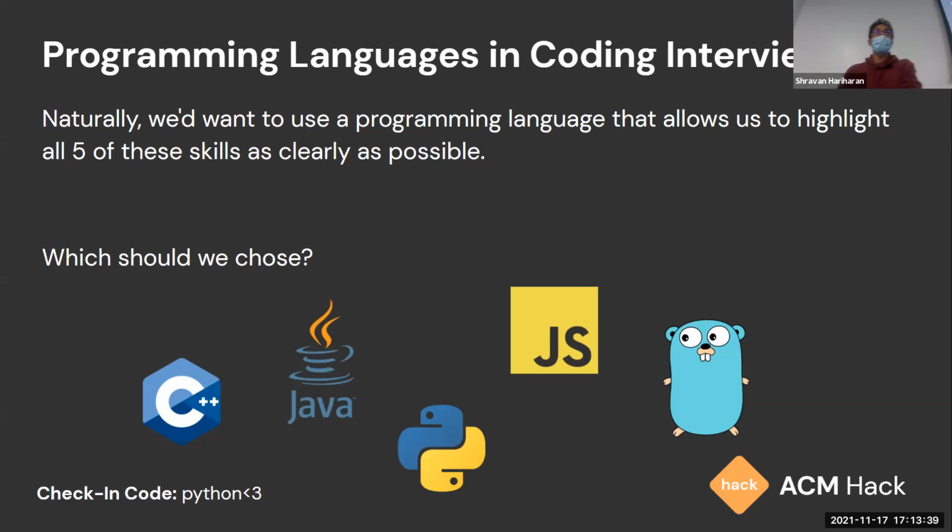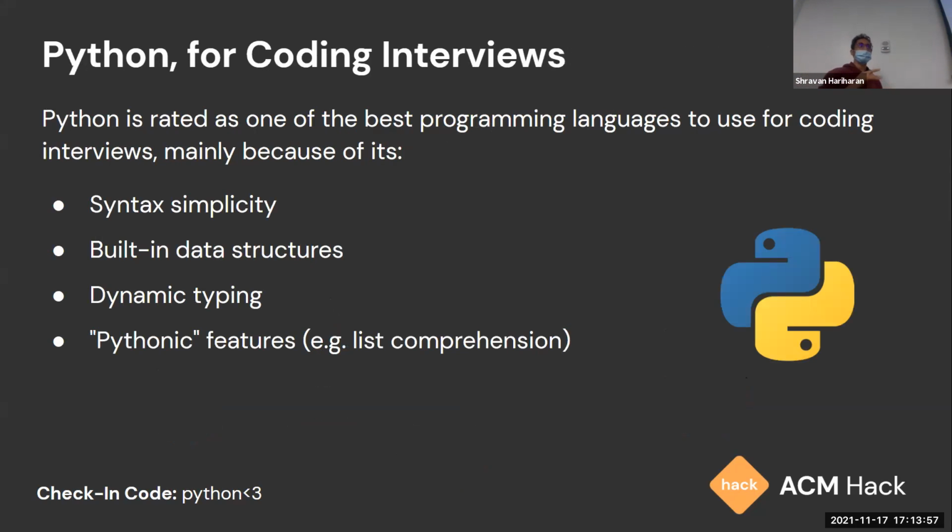So naturally, we want to choose a programming language for a coding interview that allows us to highlight these skills as much as possible. There are tons of coding languages we can use: C++, Java, Python, JavaScript, Go, all kinds of programming languages. But we're really going to make the case for why Python should be the one that you use for these coding interviews.